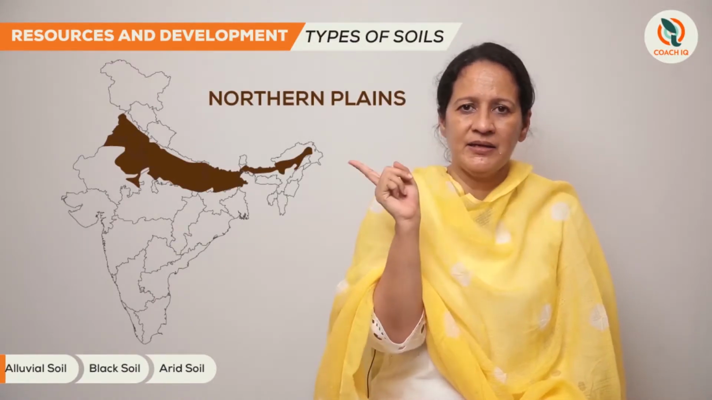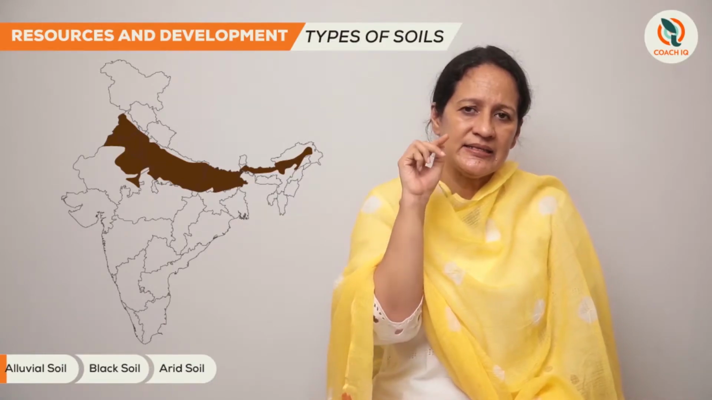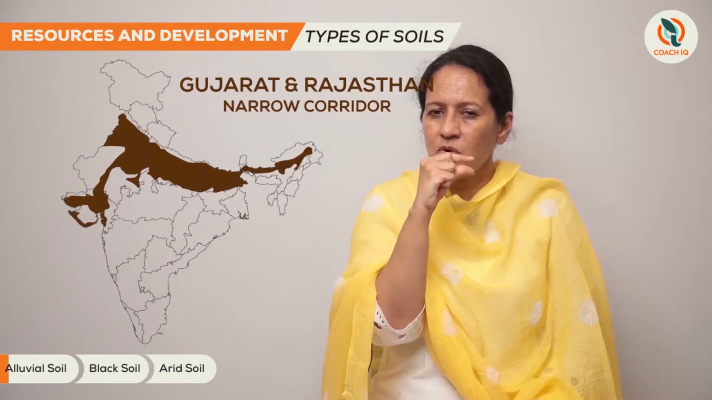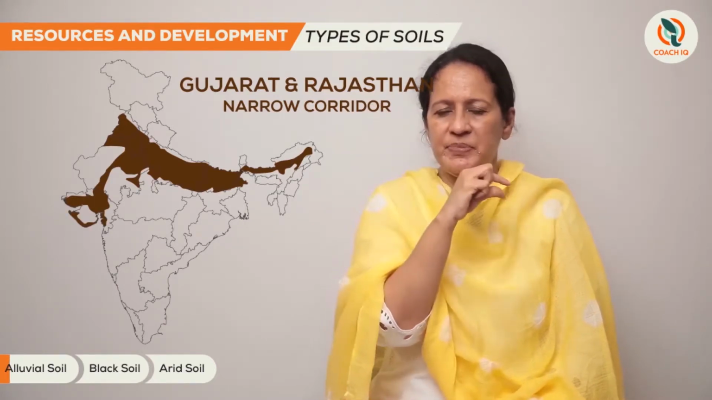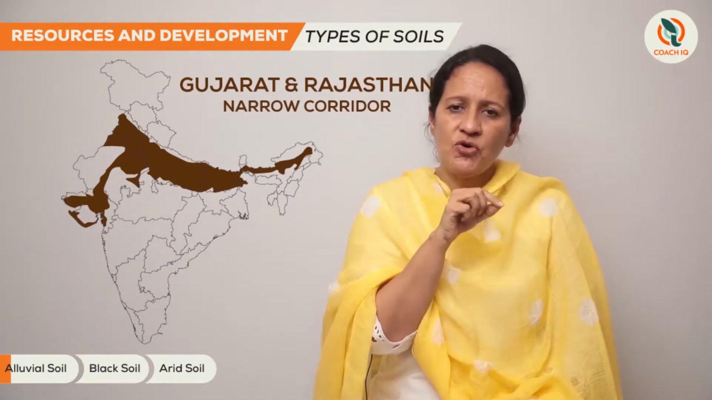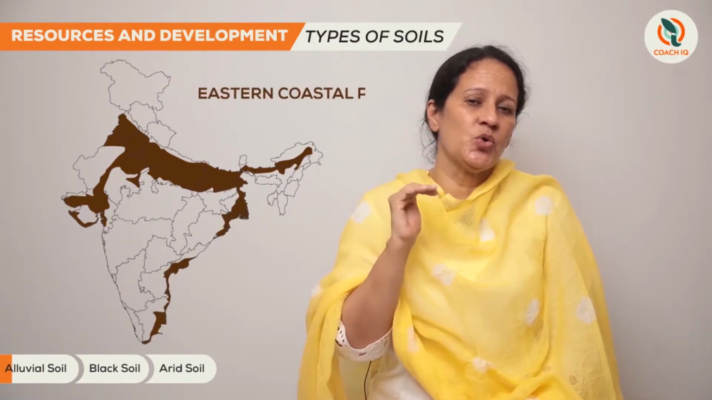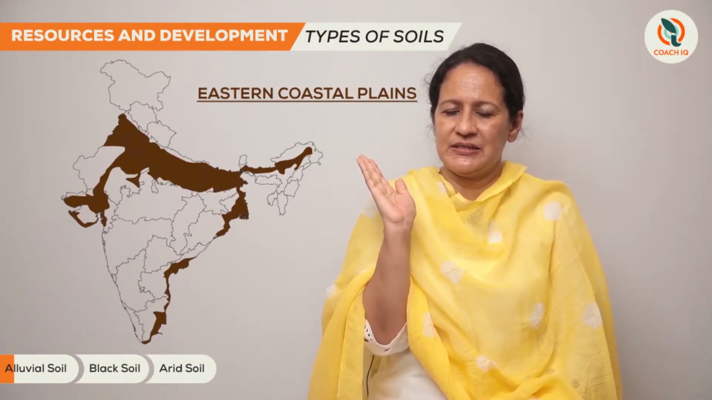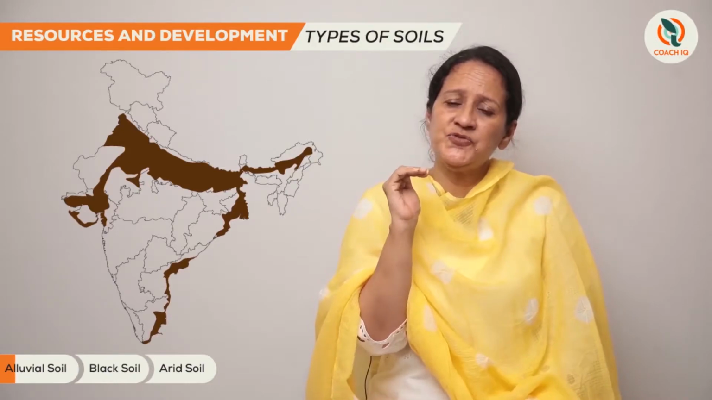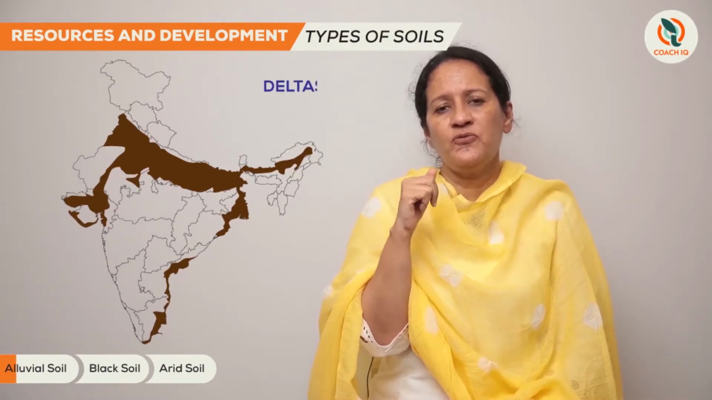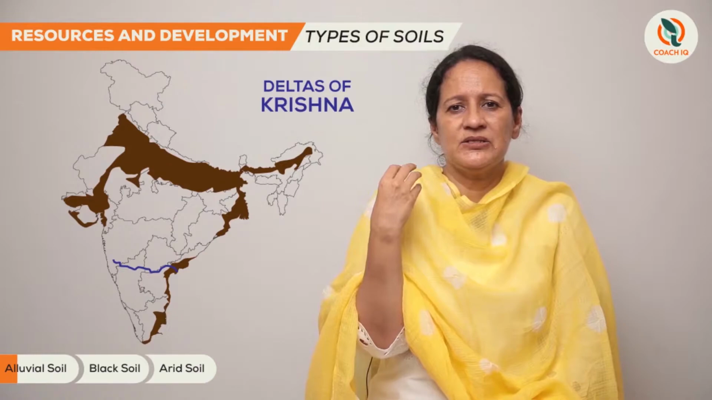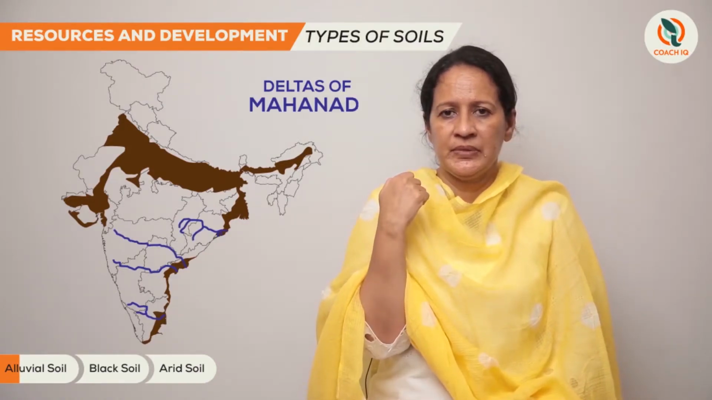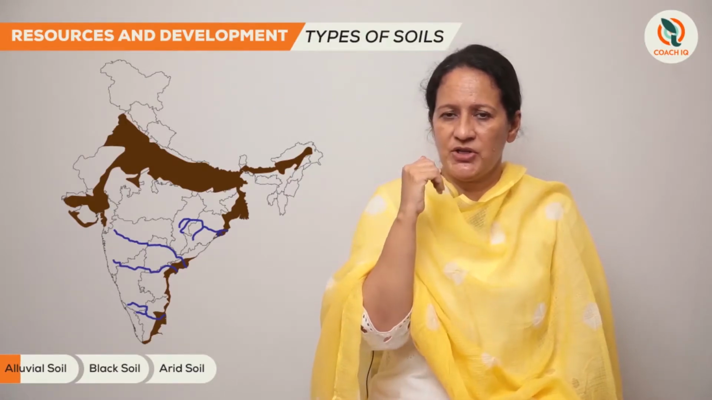The entire northern plains. Then in the states of Gujarat and Rajasthan, it extends through a narrow corridor, that is, a narrow strip is seen, and it is also found in the eastern coastal plains. Remember, alluvial soil is found in the eastern coastal plains, in the deltas of the rivers, that is your Krishna, Kaveri, Godavari and Mahanadi. So this is your deposition and the location.